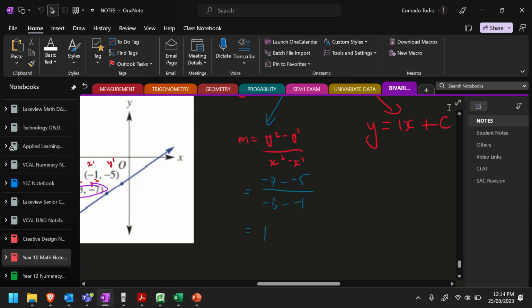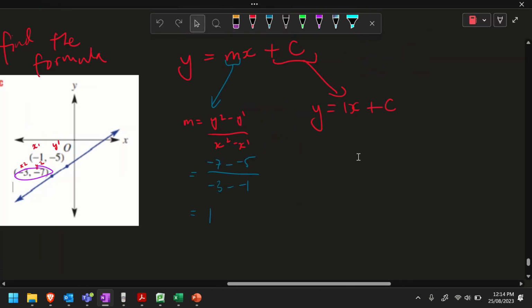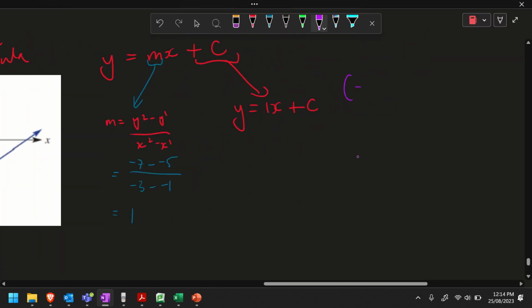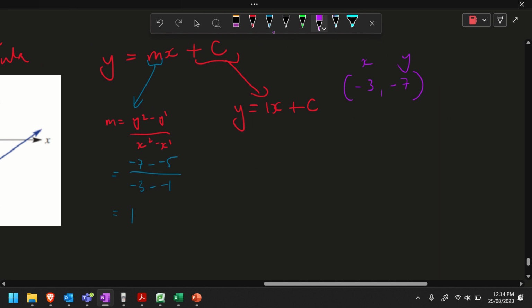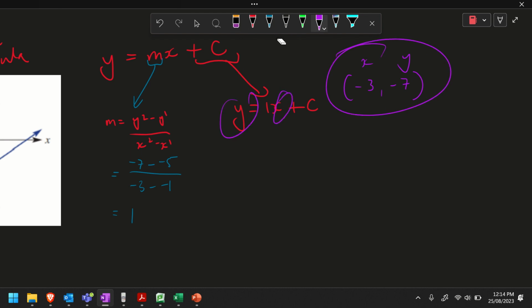All right. So we're going to use the point that Lizzie mentioned, which was negative 3, negative 7. Just write that point in here, and you know that that's x, that's y. So you just need to change x, y into whatever x, y is. Chris, what's y? Negative 7 equals 1 times, Attila, what's my x? Negative 3. And then plus c.